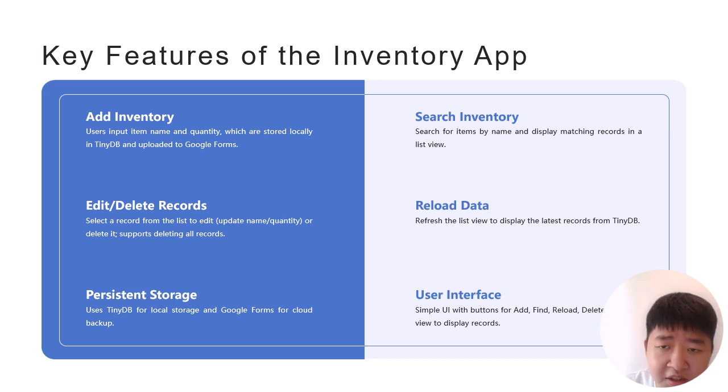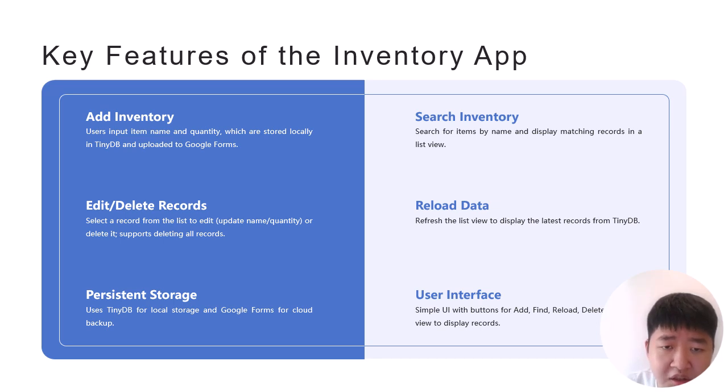Second, the Find feature allows users to search for items by name. When they click Find, the app searches the records and displays the first matching result in the list view. Third, users can update or delete records by selecting the item from the list. They can update its name or quantity or delete it entirely. There's also a delete button to clear all records.